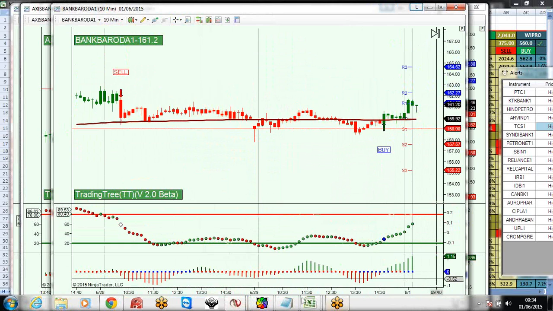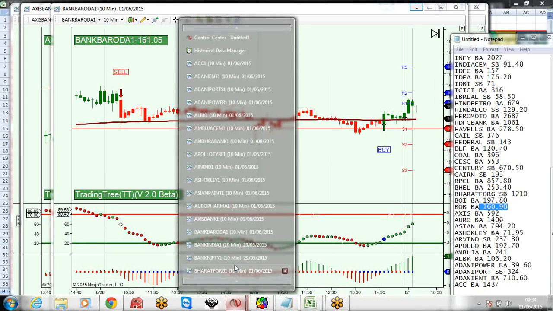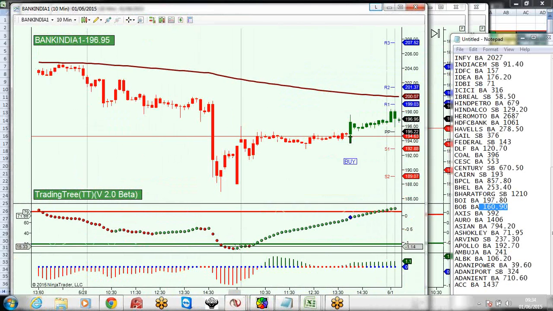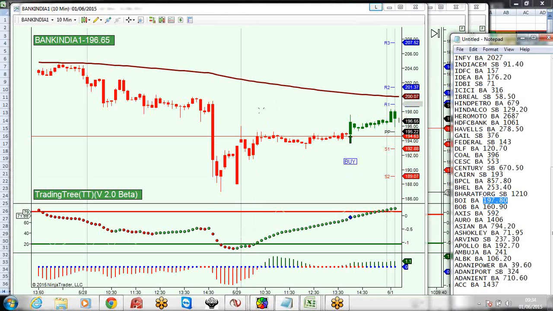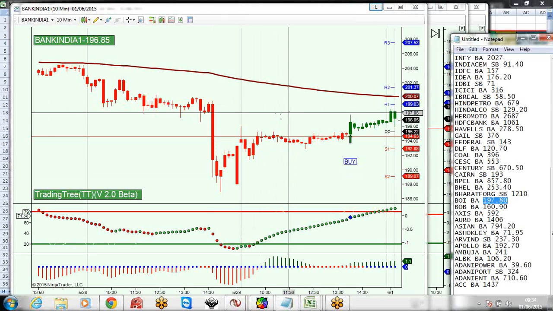Bank of Baroda, we had a buy above 160.90. Now it is at 161. Bank of India also we had a buy above 197.80. Now that has to get triggered. It's already triggered. It already made 198.